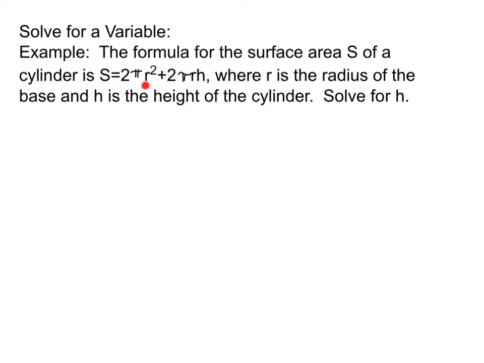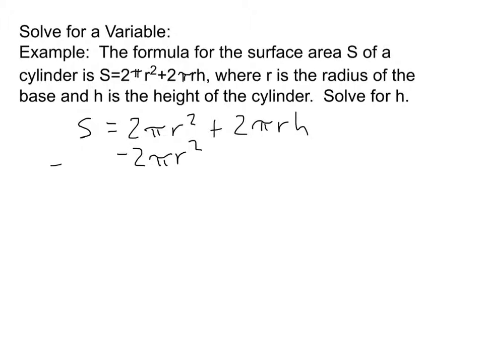Since there's a positive sign technically in front of this, if we switch the order here, it would be 2 pi rh plus 2 pi r squared, so we think of it as addition. To get rid of addition, we're going to subtract, so let's rewrite it. S equals 2 pi r squared plus 2 pi rh. Again, treat it like it's addition right now, so to get rid of addition, we're going to subtract, so minus 2 pi r squared.